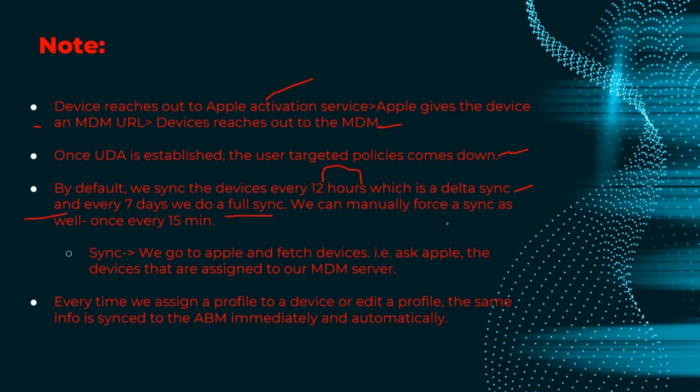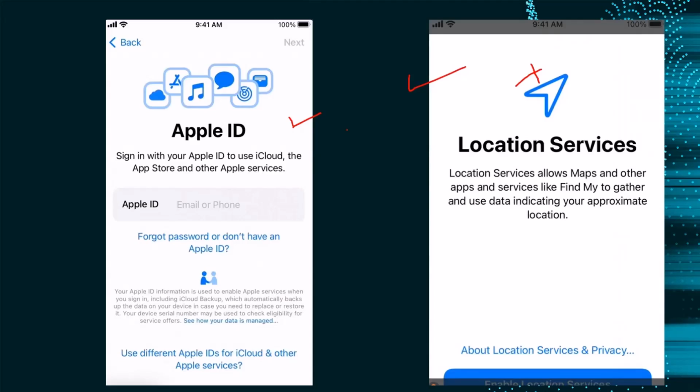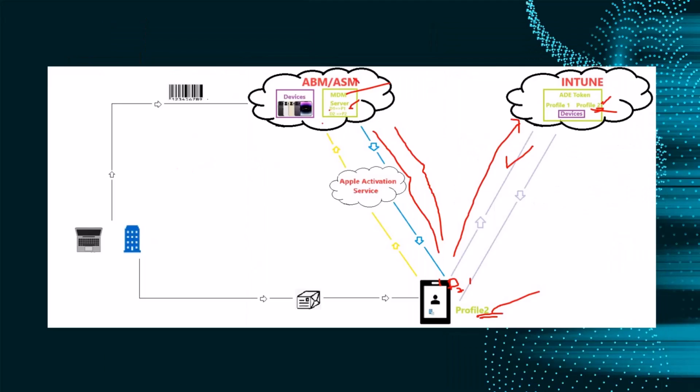We have an option of kicking off a manual sync as well. We can do that every 15 minutes. And whenever we are doing a sync, what is happening is Intune is going to Apple and is finding out about this information. Which information? It is finding out which MDM server has which device assigned to it, so that the sync can happen with Intune.